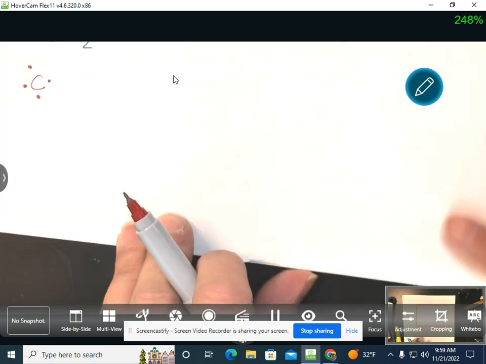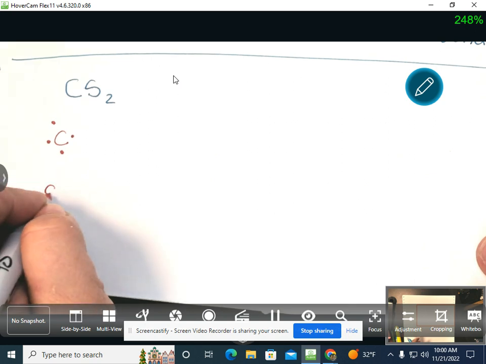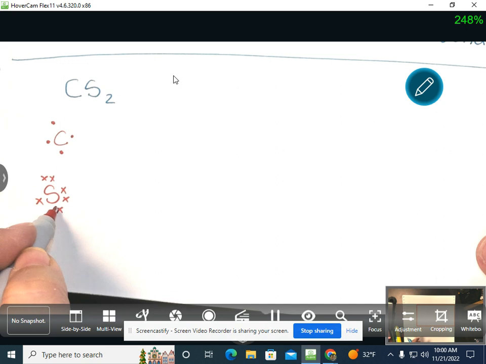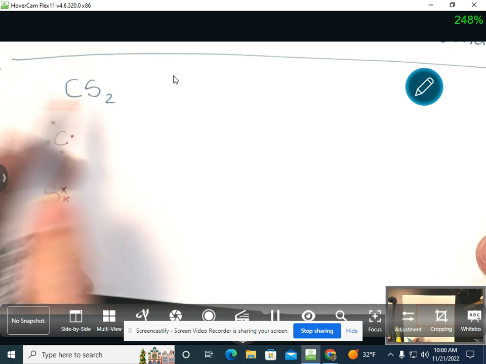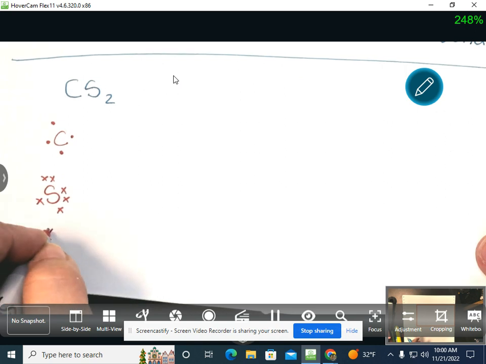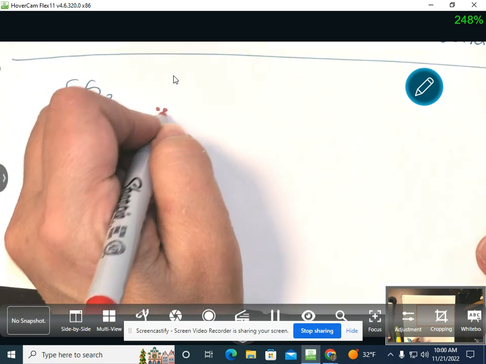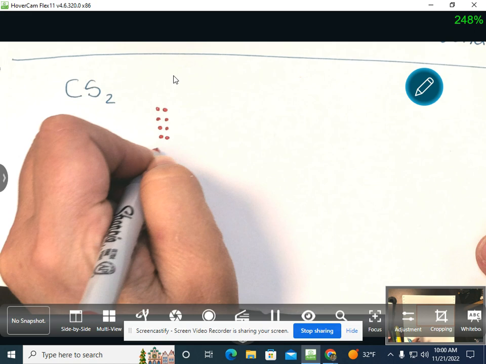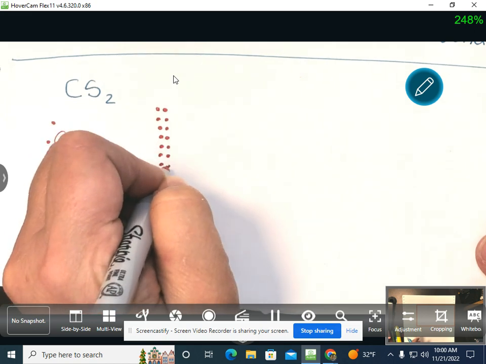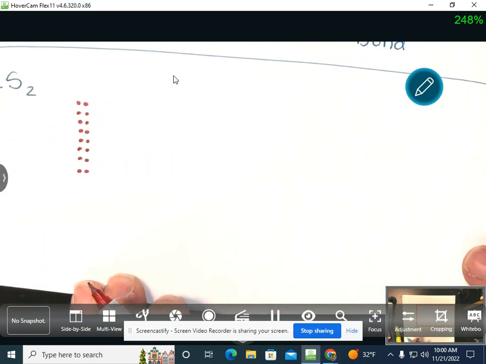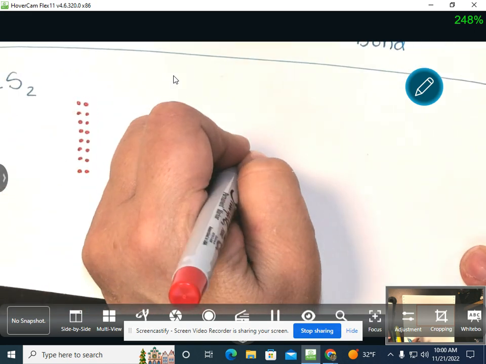Valence electrons. 4 valence electrons. And we got sulfur that has 6. So that means 12 plus 4 more, right? There's 2 sulfurs. I can draw both of them. Okay. 12 plus 4 is 16. So that's 8 pairs. I like to draw my pairs just so I can cross them off. 1, 2, 3, 4, 5, 6, 7, 8. Okay, so there's 8. Carbon goes in the middle.